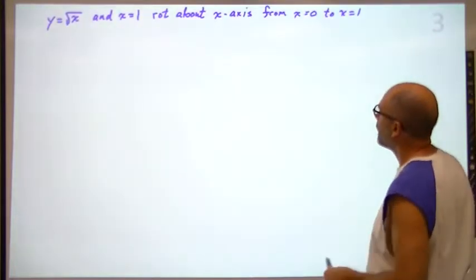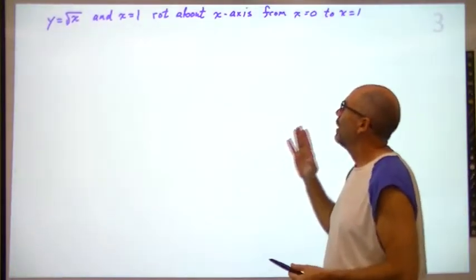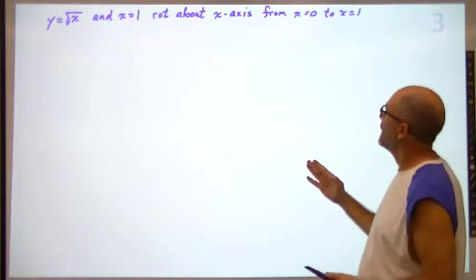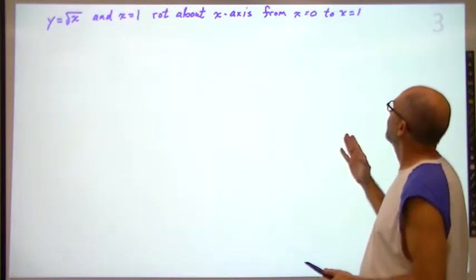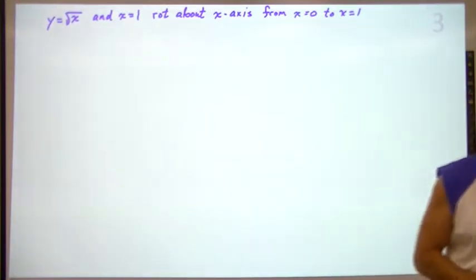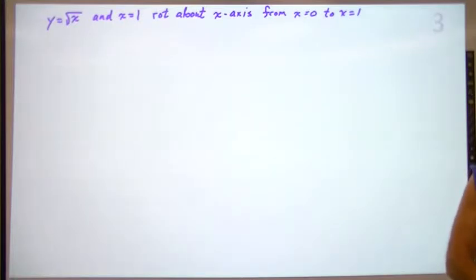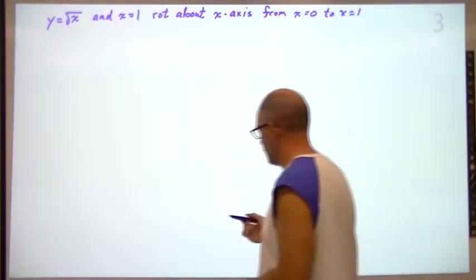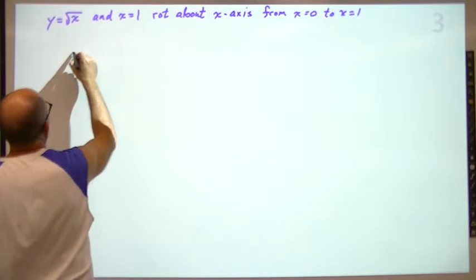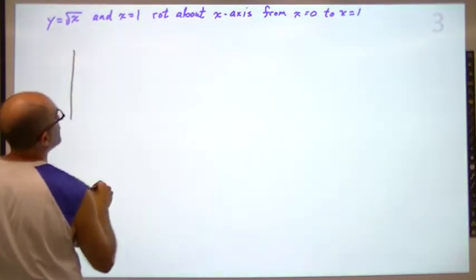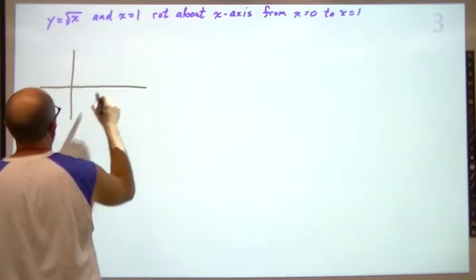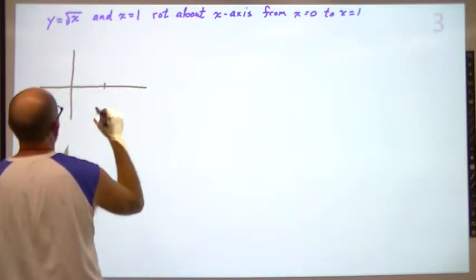Okay. This time, we want to do y equals square root of x and x equals 1 rotated about the x-axis from 0 to 1. Let's see. Okay, so let's draw that first. Rotate about the x-axis. Okay, so here's our 1 right here.